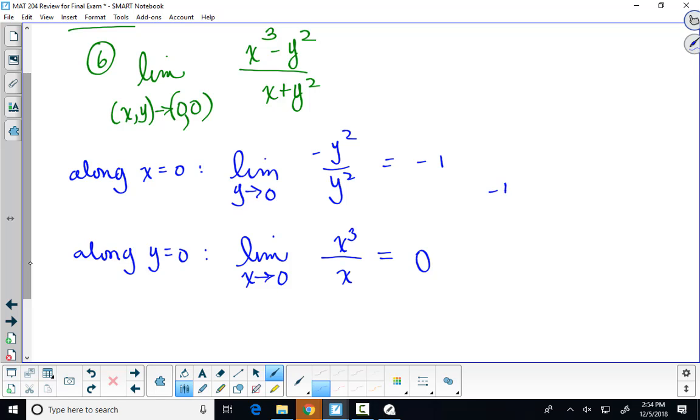So these are not equal. Therefore, the limit does not exist. So we only need to do 2. If we get 2 different limits, then you're lucky. I didn't get lucky on either of them. I had to do 3. So if you don't get lucky, try a third. So any issues on that?